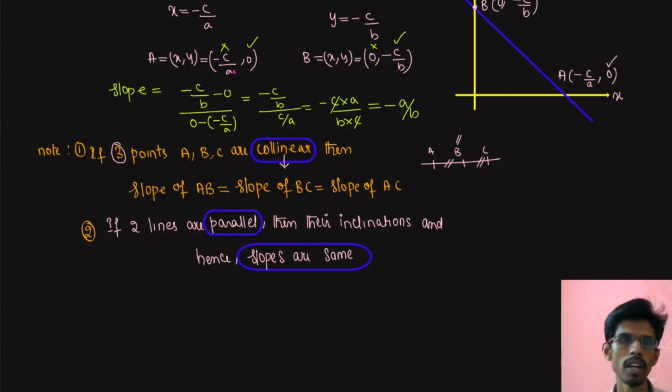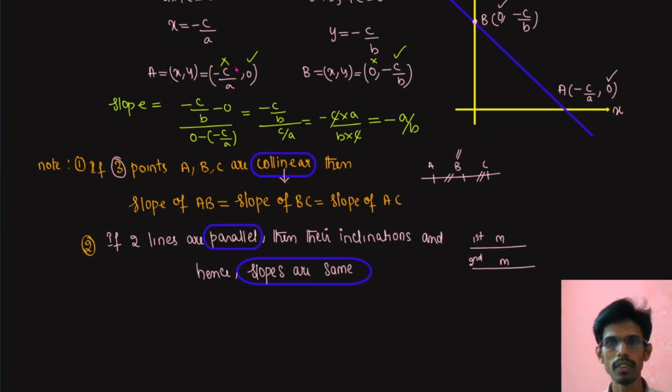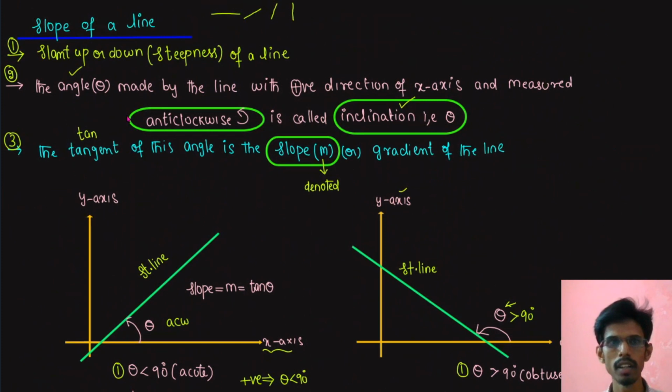This is the condition. If two lines are parallel, for example, we have line 1 and another line parallel to that line, so if the first line has slope m, then the second line will also have the same slope m. So parallel lines have the same slopes because their inclination with respect to the x-axis is the same. Their angle is the same, that's why their slope will be the same. These are the points you have to keep in mind whenever you hear the word slope of a line.